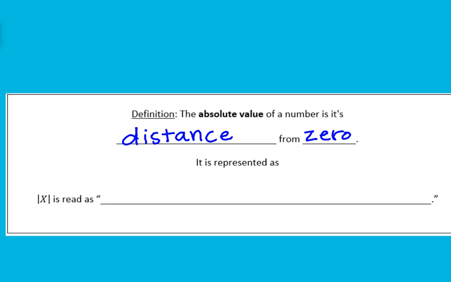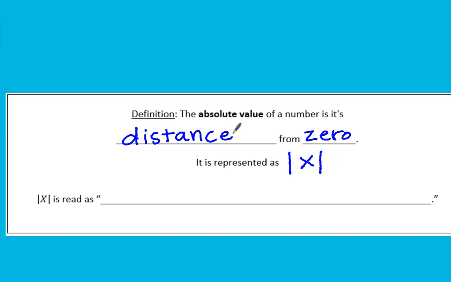Today we're going to be talking about absolute value. So let's start by defining it. The absolute value of a number is its distance from zero. The way that we can represent that is using absolute value bars, which is just a straight line, the number that you're talking about, I'm going to use x for right now, and then another straight line to end it. So those are called your absolute value bars.